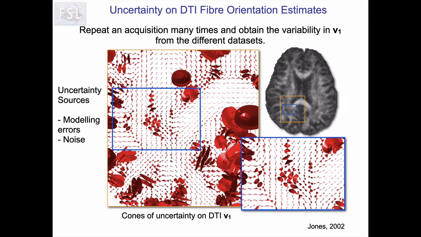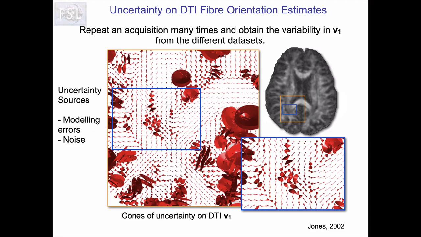And in regions like the corpus callosum, all of these individual estimates are very much aligned with each other, but in other areas like the gray matter or CSF or regions with crossing fibers, there tends to be a lot of variability in this first eigenvector between different data sets, which means that even if we acquire diffusion data in the same subject, the diffusion tractography through these regions would be completely different every time we reacquire the data.